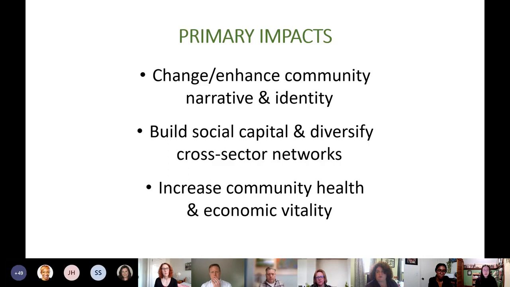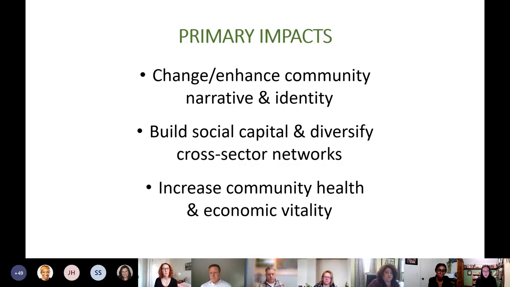During Hurricane Katrina, even the poorest communities, the ones where people knew each other better, were able to survive better because they took care of each other. They checked in on their neighbors and helped each other move around. So social capital is huge these days. And then diversifying cross-sector networks.